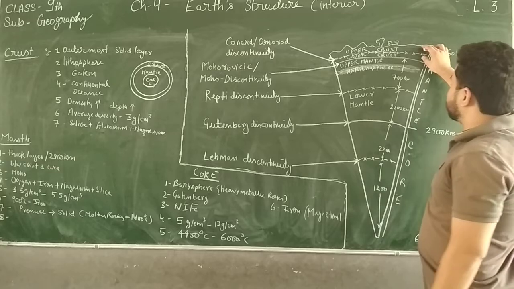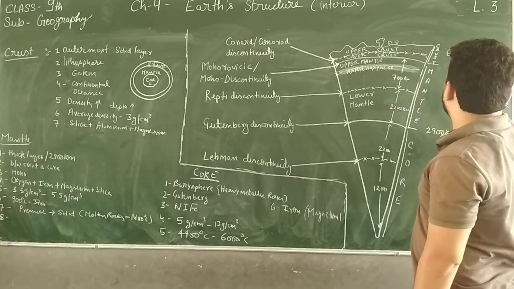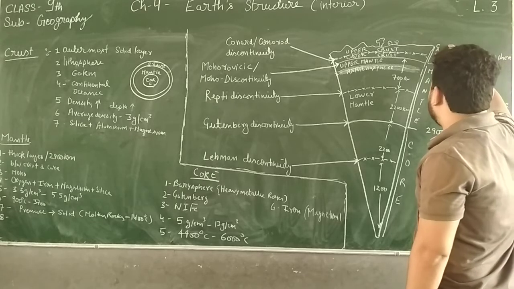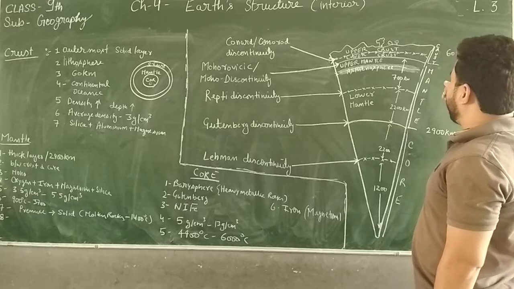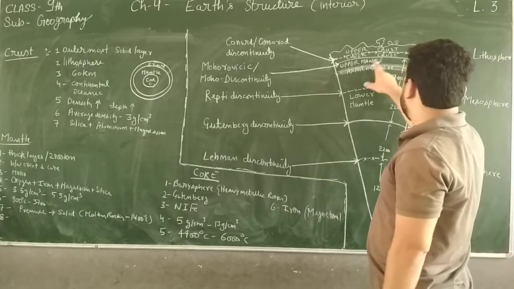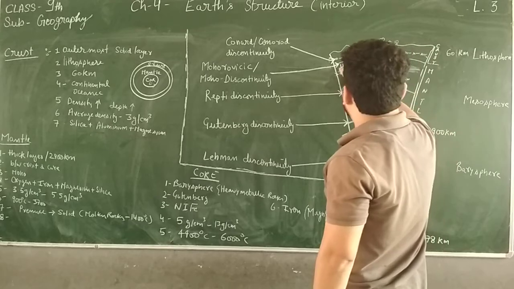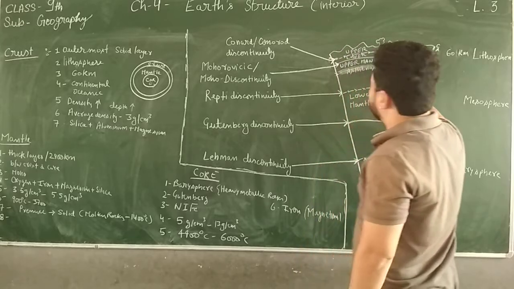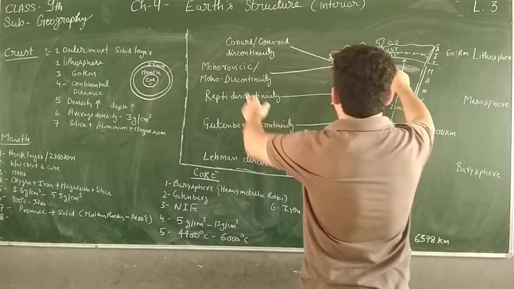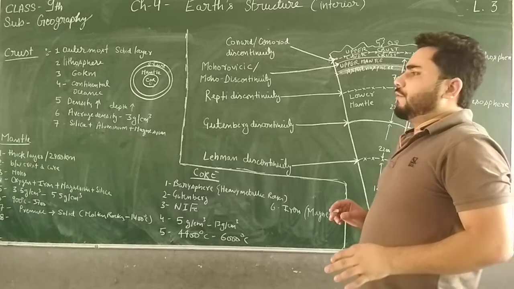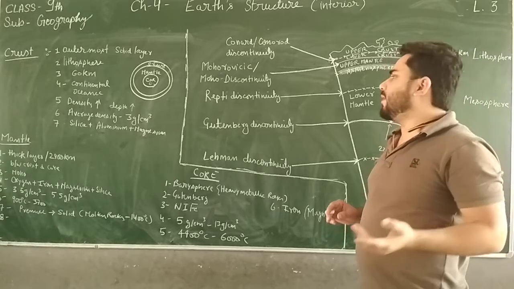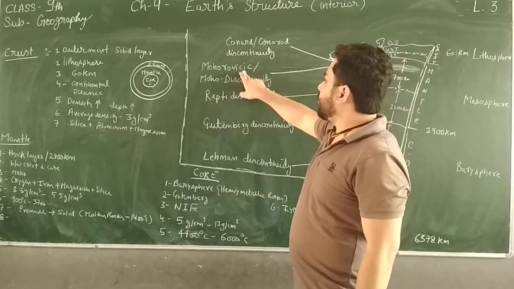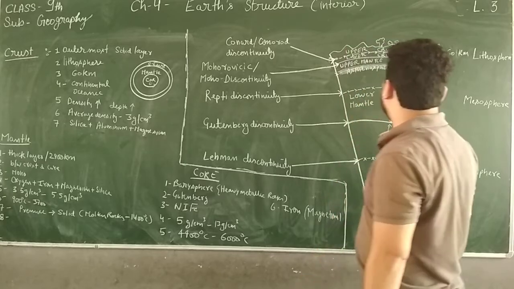Now we have studied that crust is the solid part, and that it extends to 60 kilometer, right? Then after that the upper mantle starts, and the discontinuity between the lower crust and upper mantle is called Mohorovicic discontinuity. So what is the name of the discontinuity between crust and mantle? It is called Mohorovicic or Moho discontinuity, right?